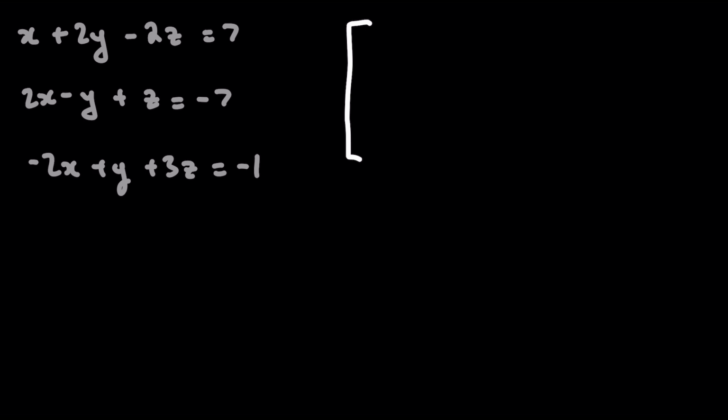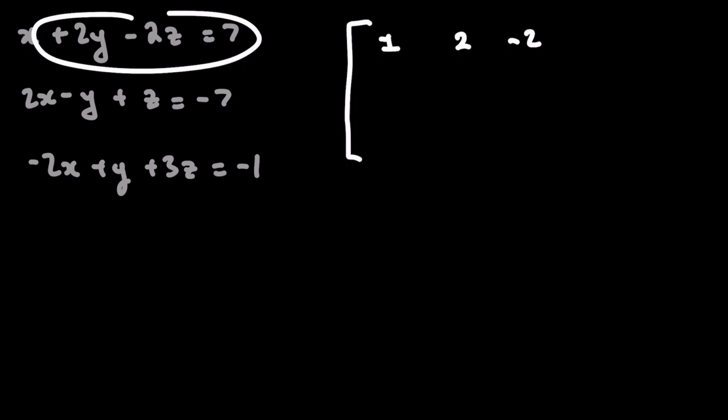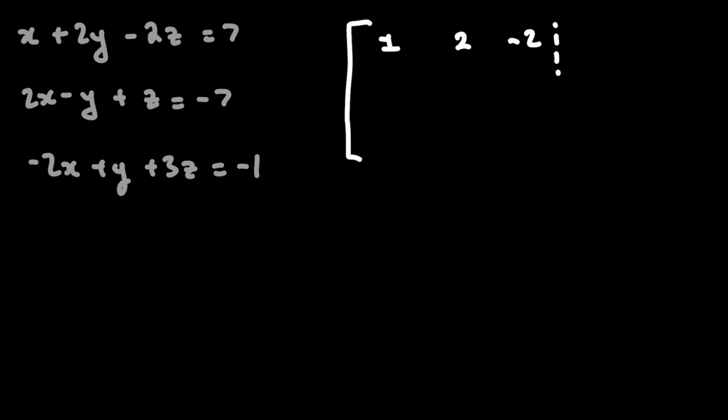The next thing I'm going to do is I'm going to construct a matrix. And my matrix is going to look like this. I'm going to take the coefficients of the x, the y, and the z term of the first equation. So I'm going to take 1 as the coefficient of the x, 2 as the coefficient of y, and minus 2 as the coefficient of z. And we know that this system is equal to 7. So I'm going to do a dashed line like this and write 7.